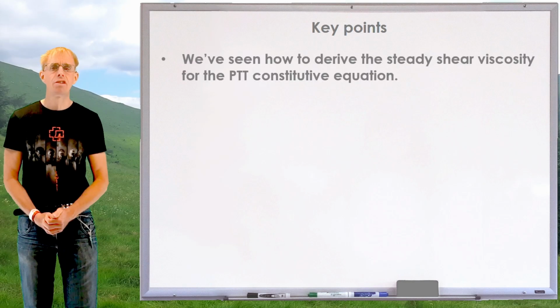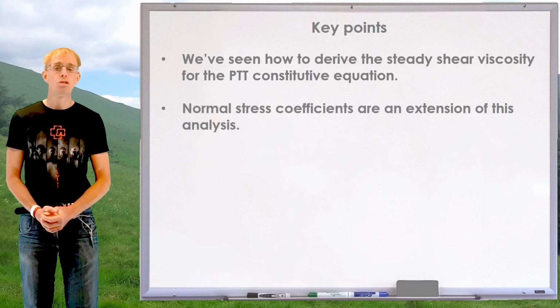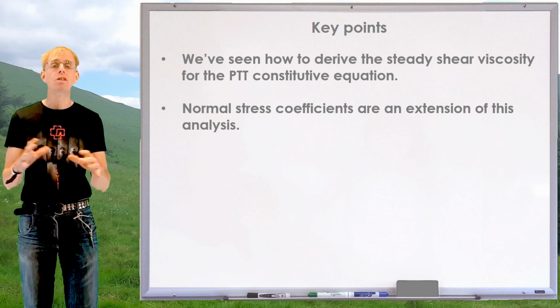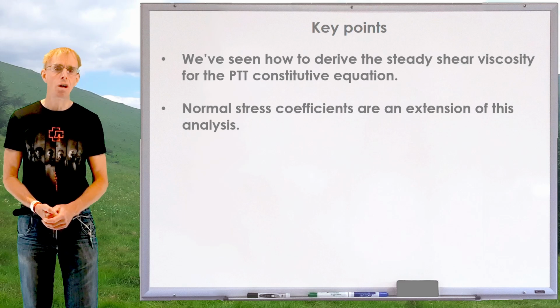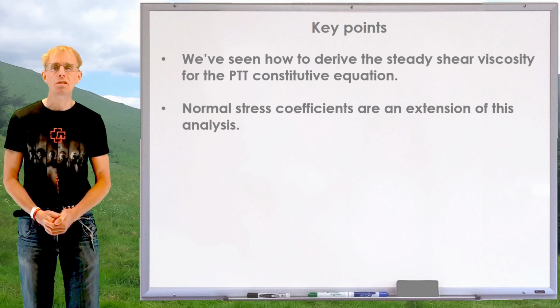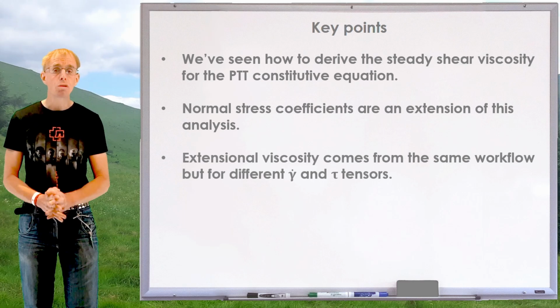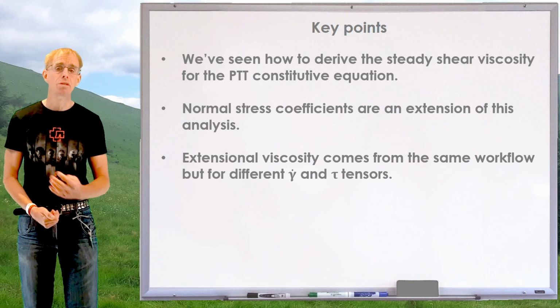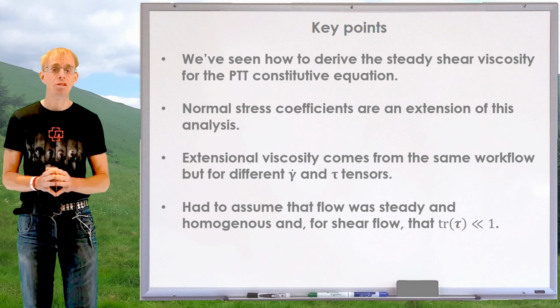Okay, a few key points. This part of this lesson concerned how to derive the steady shear viscosity for the Phan-Thien Tanner constitutive equation. We saw that normal stress coefficients are simply an extension of this analysis, and this whole analysis was based on something that you should have seen before, which is a similar analysis for upper convected Maxwell that was covered in EPD650. We can get the extensional viscosity from the same workflow that we've gone through. We just used different gamma dot and different tau tensors. The key assumption that we had to make in order to do this analysis in the first place was that the flow was homogeneous and that for shear flow, the trace of tau is less than 1.